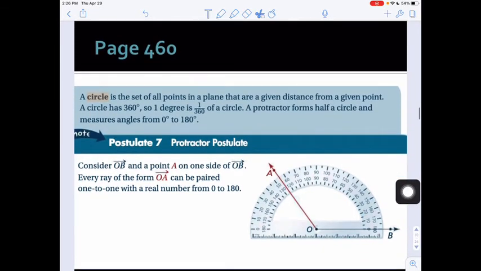On page 460, we have: a circle is the set of all points in a plane that are a given distance from a given point. A circle has 360 degrees, so 1 degree is 1/360th of a circle. A protractor forms half a circle and measures the angles from 0 degrees to 180 degrees. Postulate 7 is the protractor postulate. Consider ray OB, right here, and a point A on one side of ray OB. Every ray of the form OA, so starting back at O, going to that point A, can be paired one-to-one with a real number from 0 to 180.